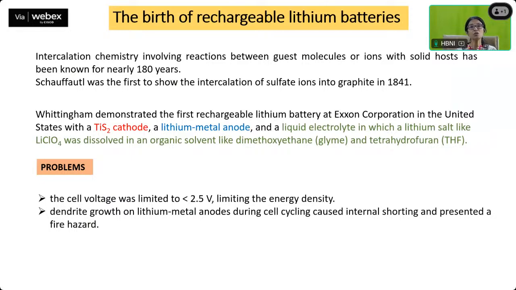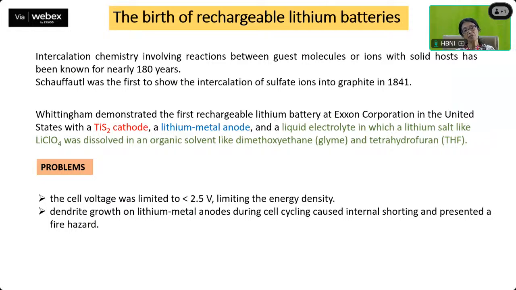If you look into the past, Whittingham demonstrated the first rechargeable lithium battery at Exxon Corporation in the United States, with a titanium sulfide cathode, a lithium metal anode, and a liquid electrolyte in which a lithium salt like lithium perchlorate was dissolved in organic solvents, glyme (dimethoxyethane) and tetrahydrofuran, which is THF. So what were the problems of this?